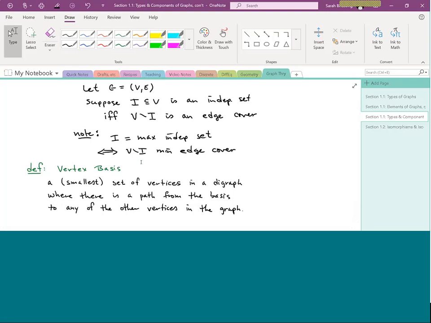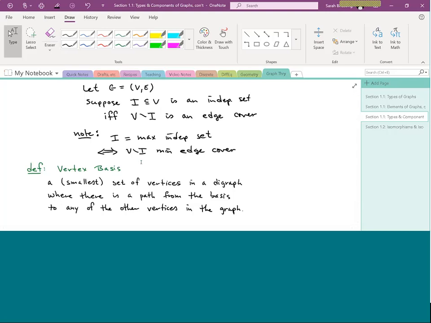All right, so vertex basis. Vertex basis is applicable in a directed graph, so in a digraph. And the basis part of it, remember back to linear algebra, basis is what? It was a set of, and in linear algebra you always called them vectors as sort of the standard buzzword. It was the smallest number of vectors where you could build all of your other vectors from.